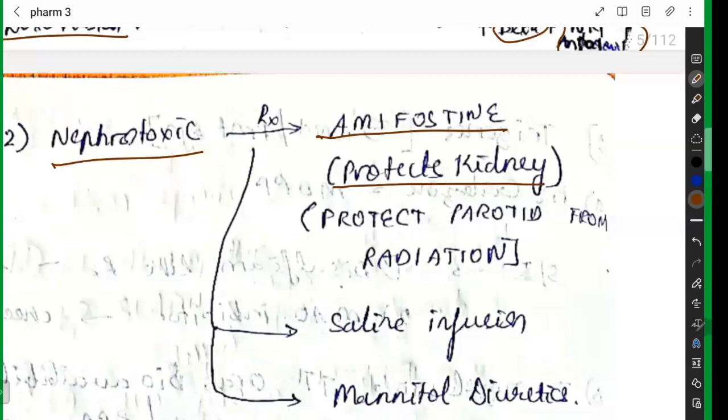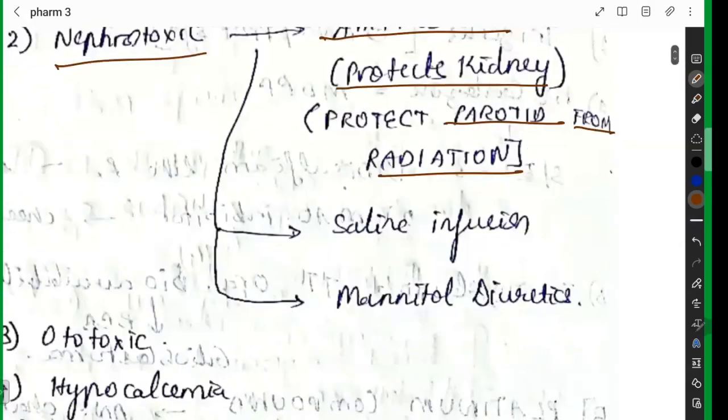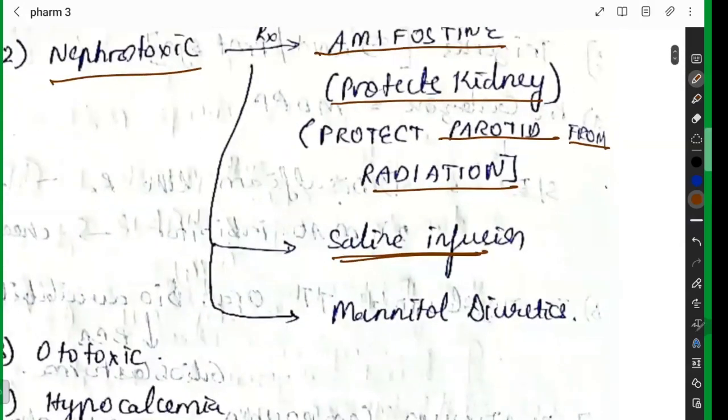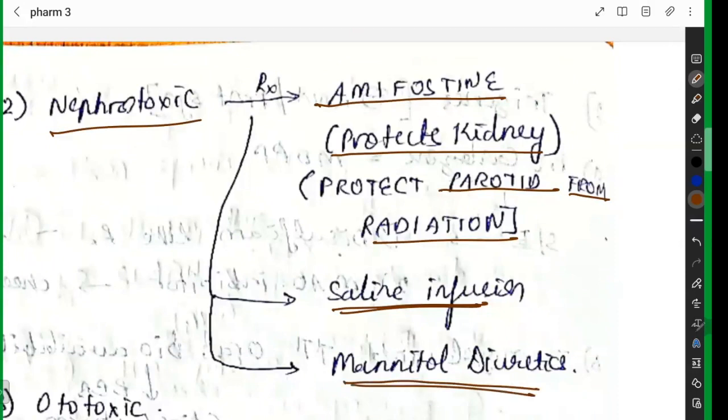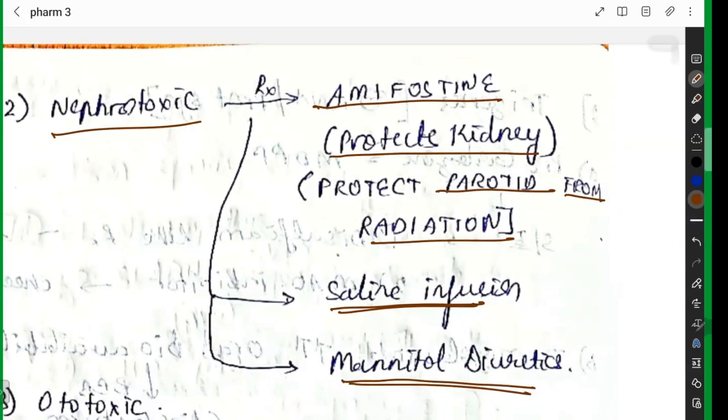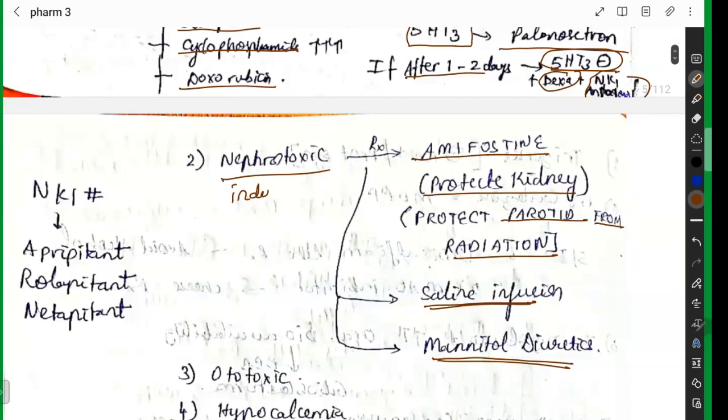It also protects your parotid gland from radiation. So remember, amifostine has two functions. It is going to protect your kidney from chemotherapeutic agents, and it is going to protect your parotid gland from radiotherapy. Then you have saline infusion and mannitol diuretics. So you can go for amifostine, saline infusion, and mannitol diuretics for nephrotoxicity induced by your chemotherapeutic agent.